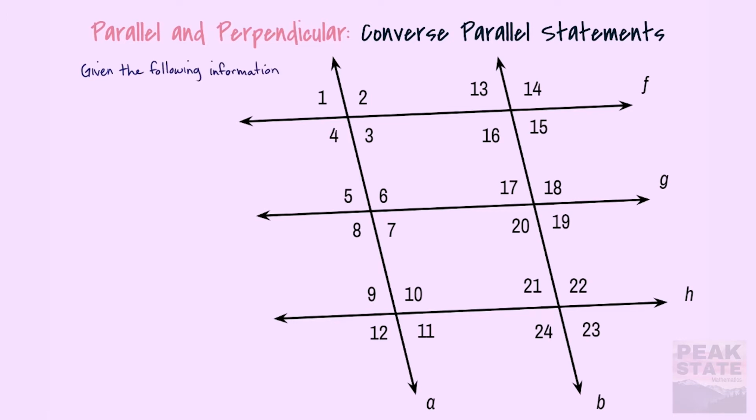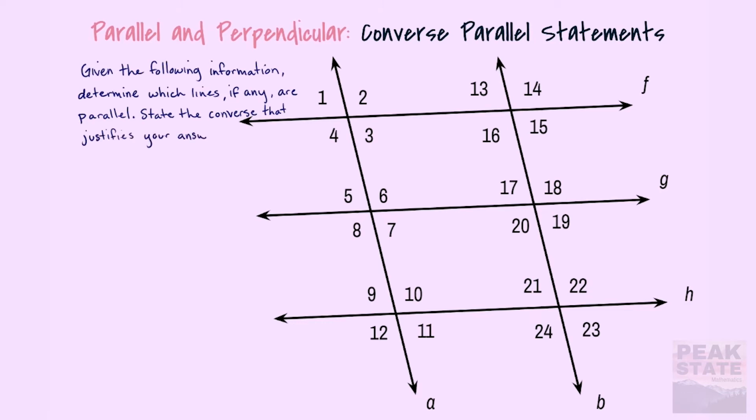All right. So given this following information, we're going to see if we can determine which lines are parallel, if any. And then we've got to justify how we know that's true. And we're going to justify it with that converse statement that supports our answer. So here's the information that we do know is true in this particular example. We know that angle 1 is congruent to angle 11.